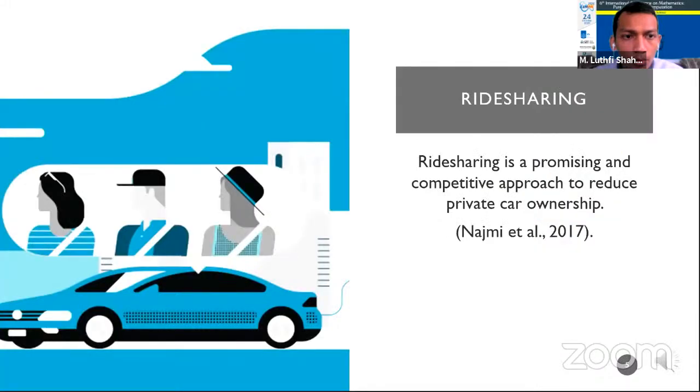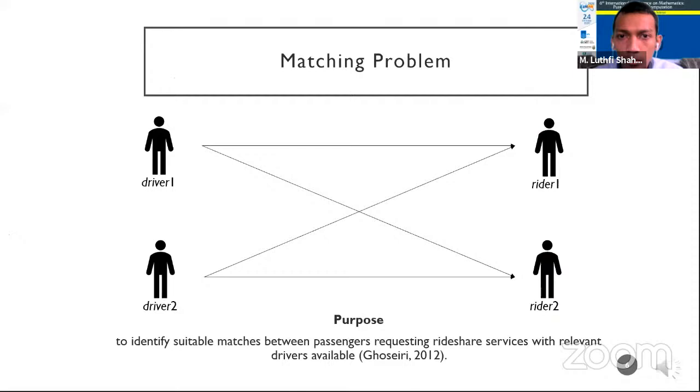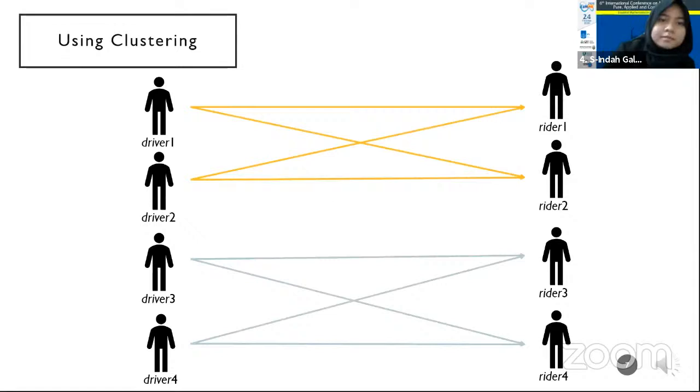There are many ways to solve traffic congestion problems, for example, increasing the amount of public transportation. But on a smaller scale, ride-sharing might be the solution to reduce private car ownership. The problem encountered in this system is to get the optimal driver-rider pair, which is the matching problem. The purpose of the matching problem is to identify suitable matches between passengers requesting ride-sharing services and relevant drivers available.